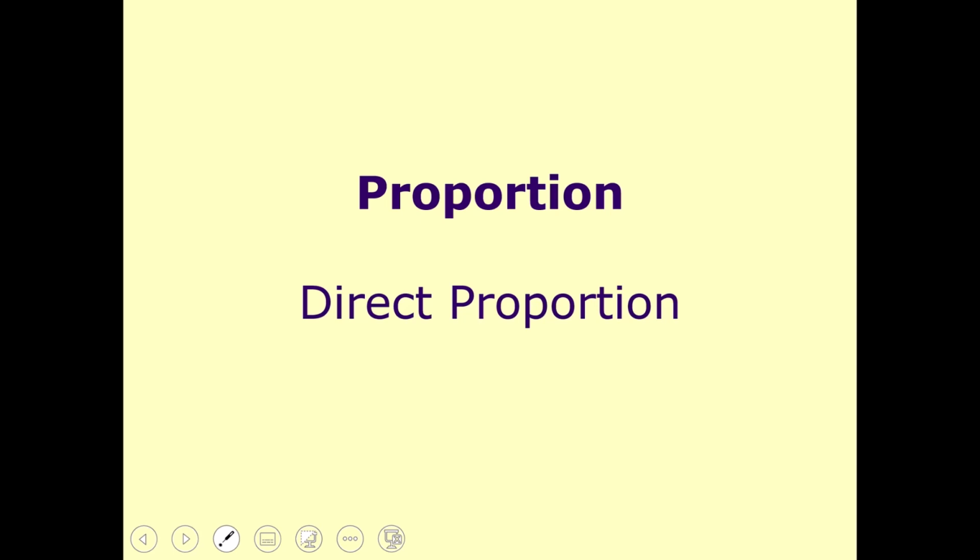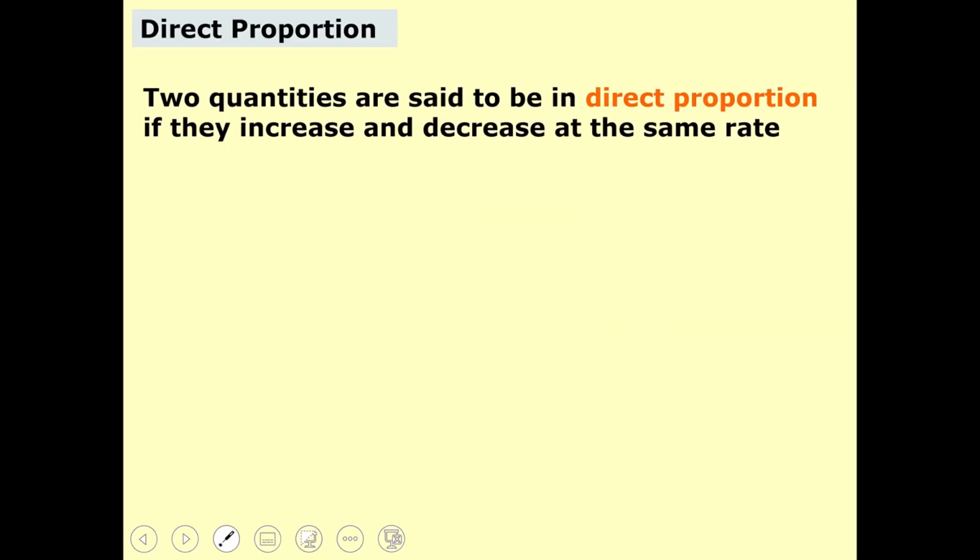So today we're going to be looking at proportion, and in particular direct proportion for these examples. So what is direct proportion? Well, two quantities are said to be in direct proportion if they increase and decrease at the same rate. But what does that mean?